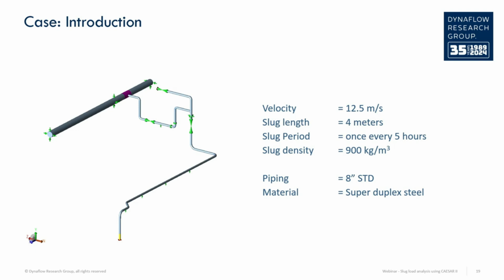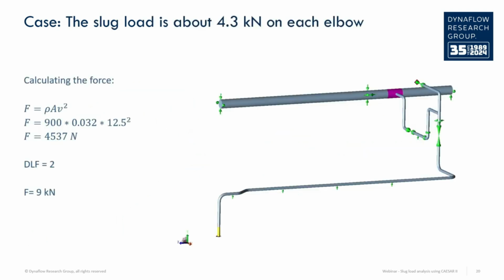The pipe is standard schedule 8-inch pipe made of steel. The system has multiple bends and valves and ends in a large header. In the header, the flow velocities reduce drastically and the slug disappears.